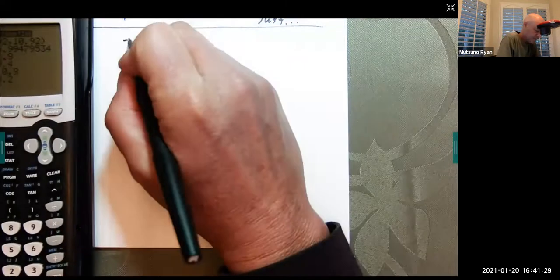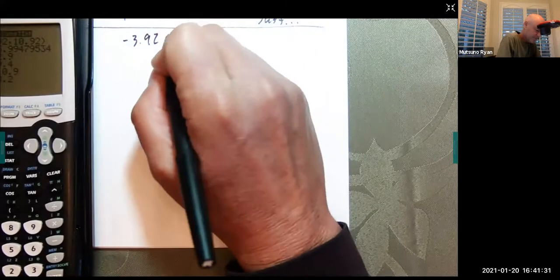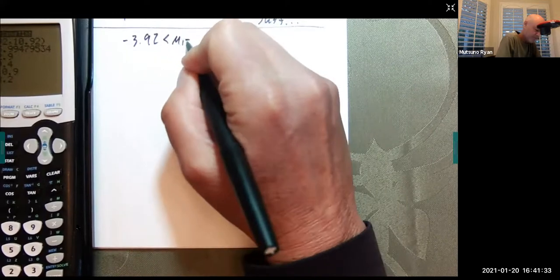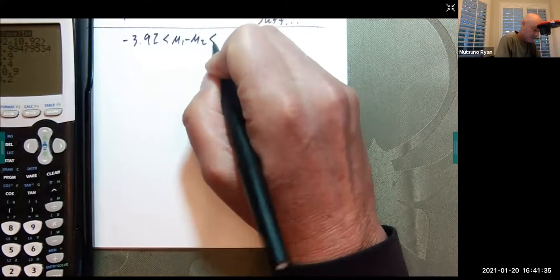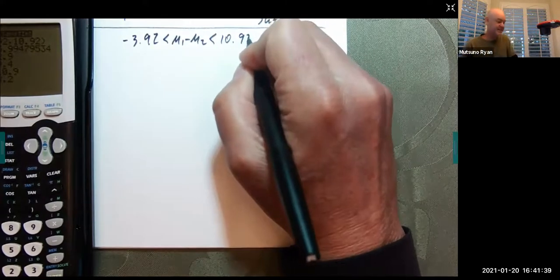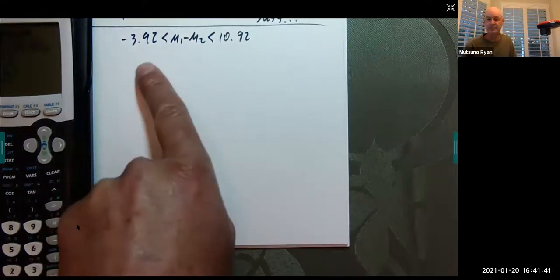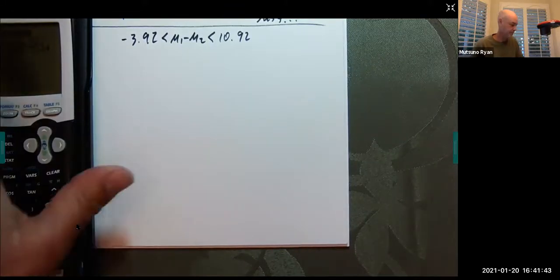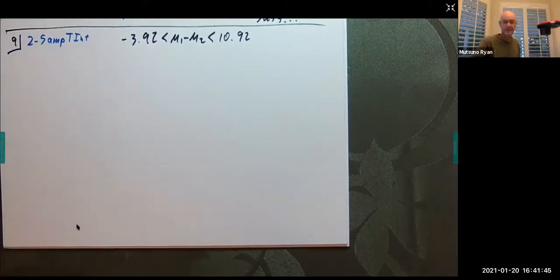So negative 3.92 to 10.92. And you can see 0 is between there. All right, that was 9. On to 10.